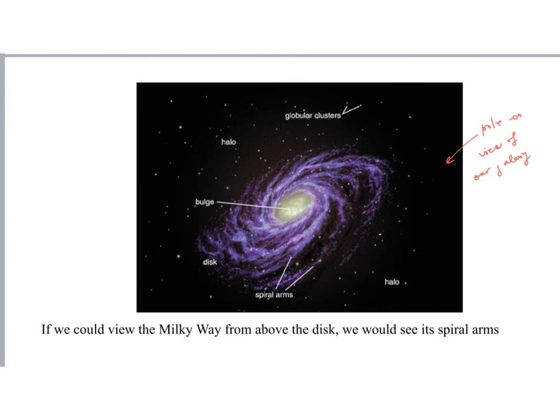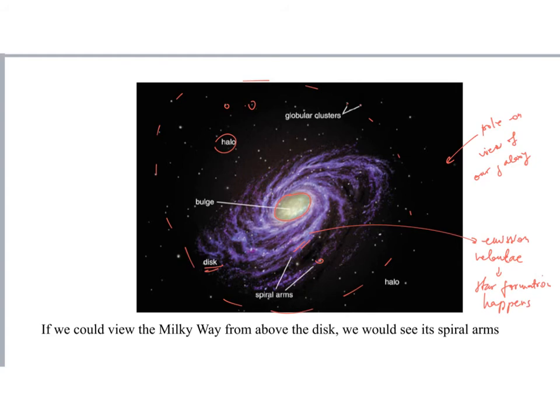So again, here you see where the bulge component is, and there are globular clusters in the halo, the spheroidal component that encompasses the disk, and the spiral arms where most of the star formation happens. So we have here the so-called emission nebulae, where star formation happens. This is where the stellar nurseries are, like the Orion Nebula.